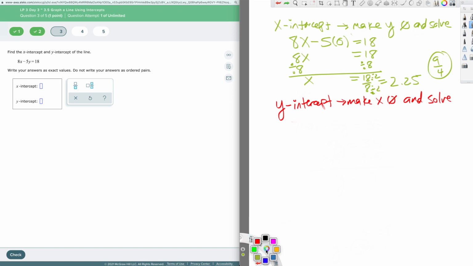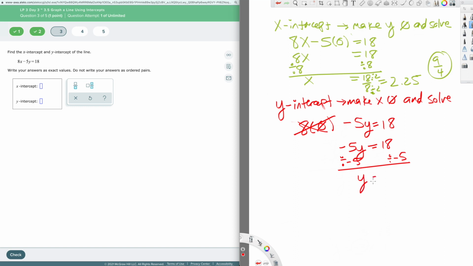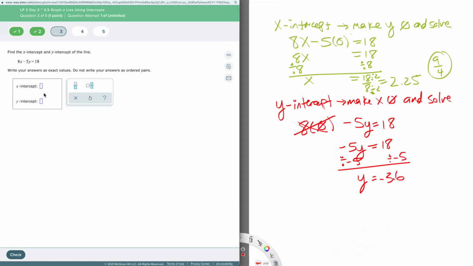So let's go ahead and do the y. So we have 8 times 0, because I'm making x 0 this time, minus 5y equals 18. This gives me 0, so I just get to ignore it. Negative 5y equals 18. So I'm going to divide by negative 5 on both sides. And I have y equals, it's going to be negative, I know that. Let's see if I go back here, I'm going to go 18 divided by negative 5, and I get negative 3.6. So let's see if it lets me put in the decimals. I'm curious. So 2.25 and negative 3.6.